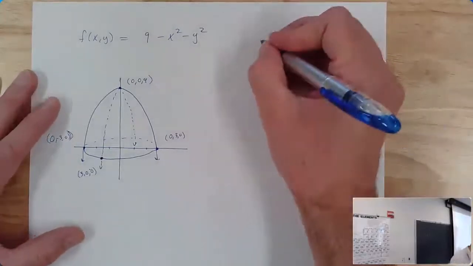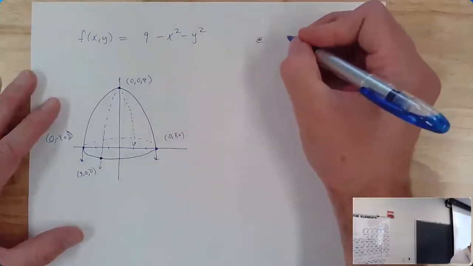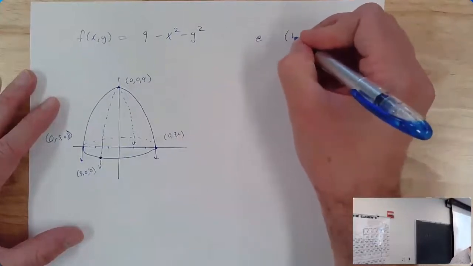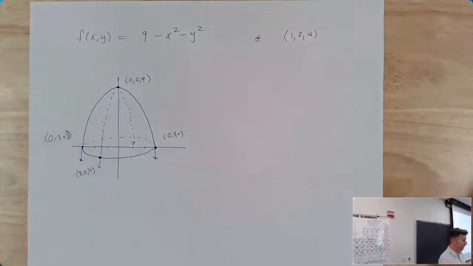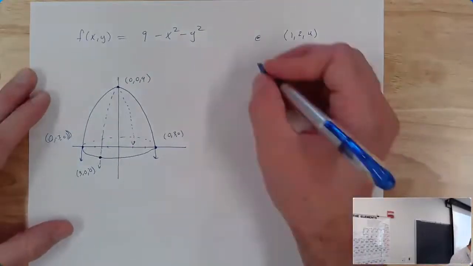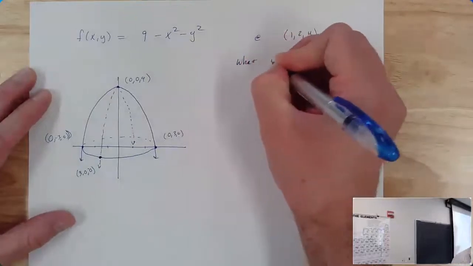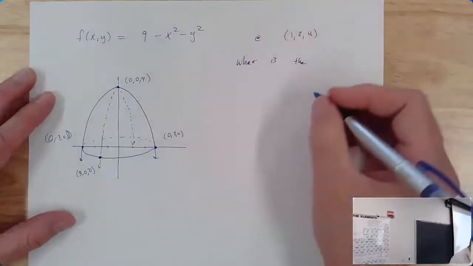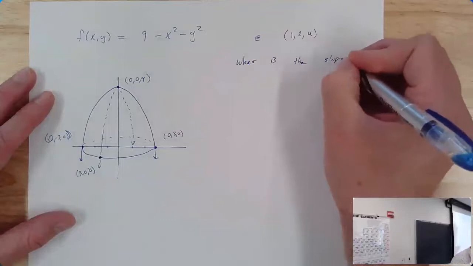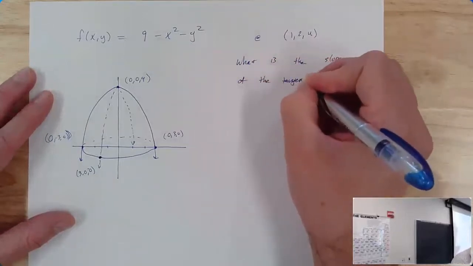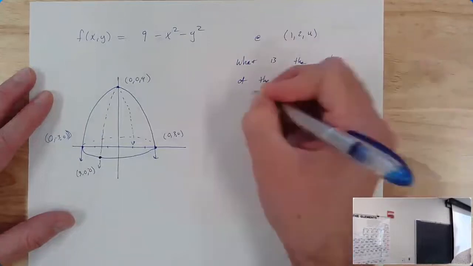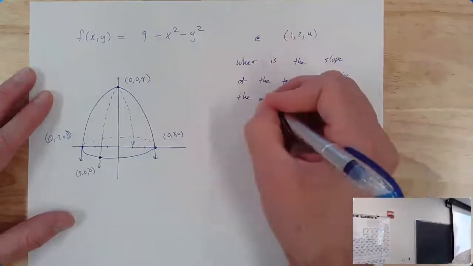so at the point, my favorite point on this graph, 1, 2, 4. By plugging in 1 for x and 2 for y, I get 4 for the output, which I'm thinking of as my z. What is the, I'm going to ask it this way, slope of the tangent line in the x direction?